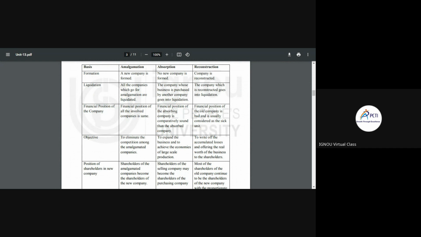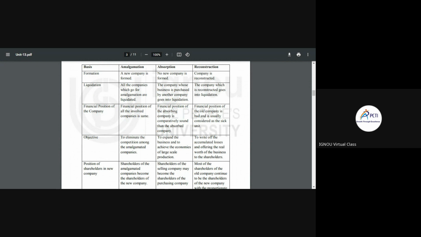Amalgamation, form a new company. Absorption, no new company. Reconstruction, company is reconstructed. In the liquidation, second basis is all the companies which go for amalgamation are liquidated. The companies whose business is purchased by another company go into liquidation, and the company which is reconstructed goes into liquidation. Third one is financial position of the company.